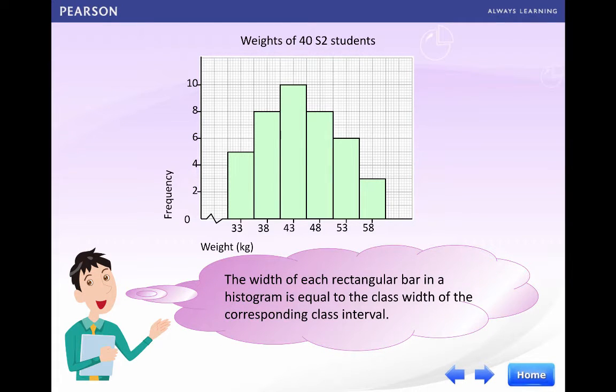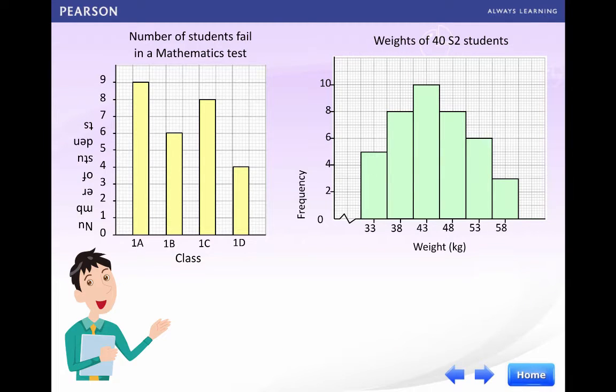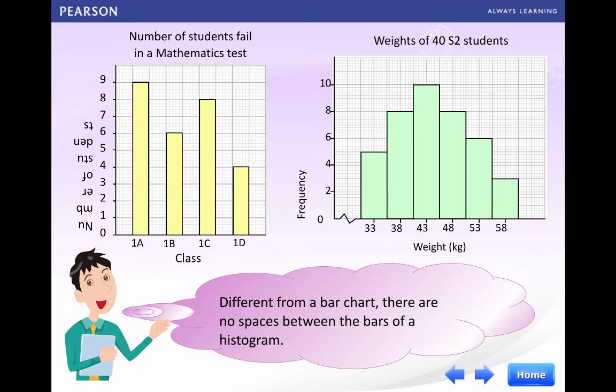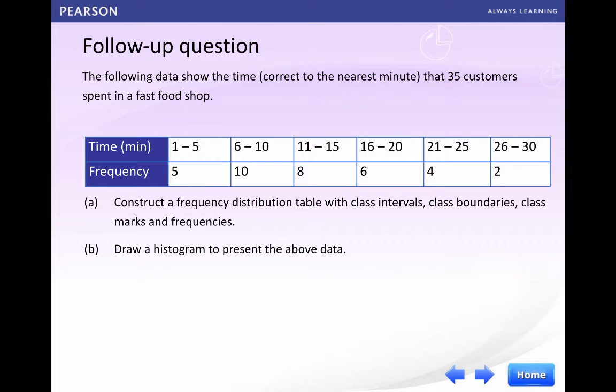The width of each rectangular bar should be equal, and it should be equal to the class width of the class interval. So you can see this. The first one is a bar chart, and the second one is a histogram. A histogram does not have any space between the bars.